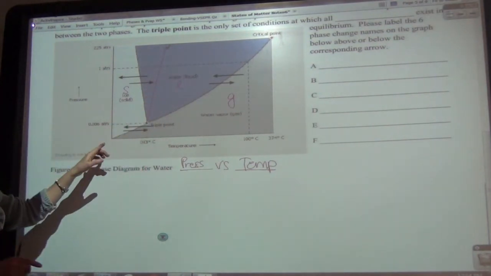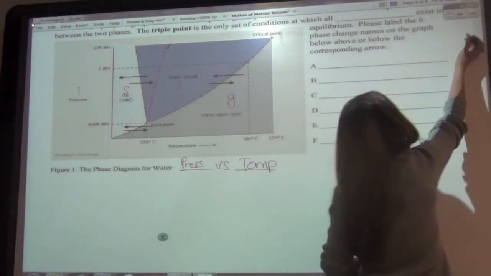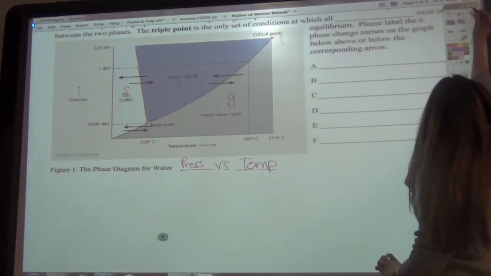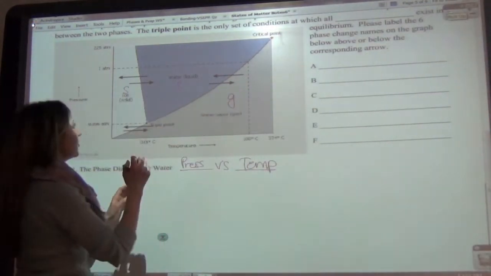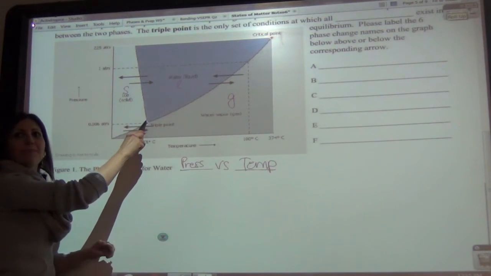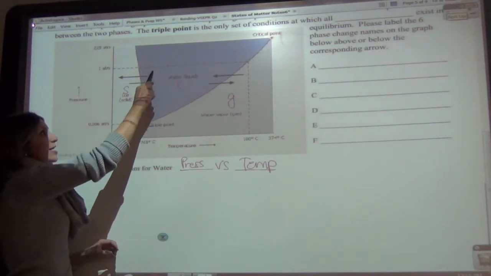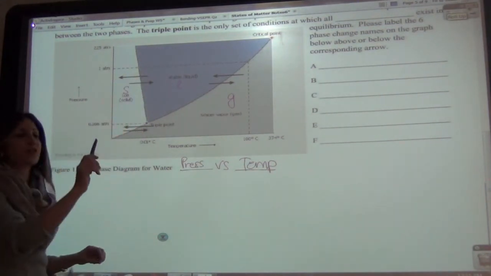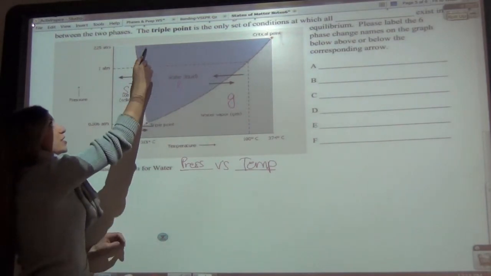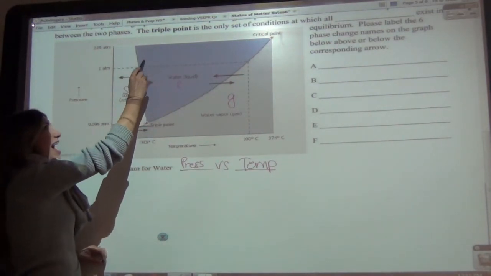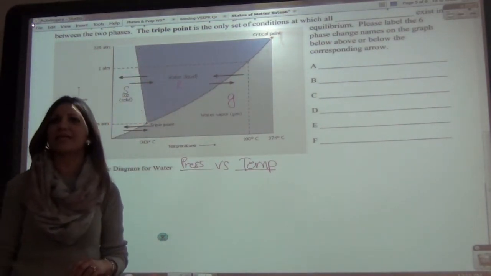Notice how water is different. So let me erase this line for just a minute here. And if I erase this line and we look at what water does, is there any point on the graph where I could increase my pressure, staying at a constant temperature, and I could get my liquid to convert into a solid? Could I ever get my liquid to convert into a solid?